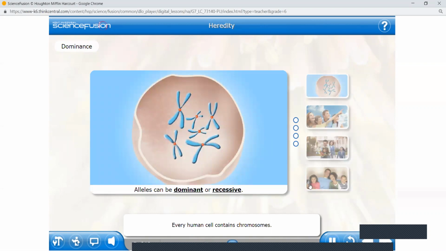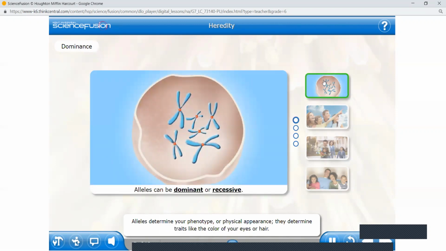Every human cell contains chromosomes. Genes are segments of DNA found on chromosomes. Each gene has two versions. Each version is called an allele. Click the images to find out more about alleles.